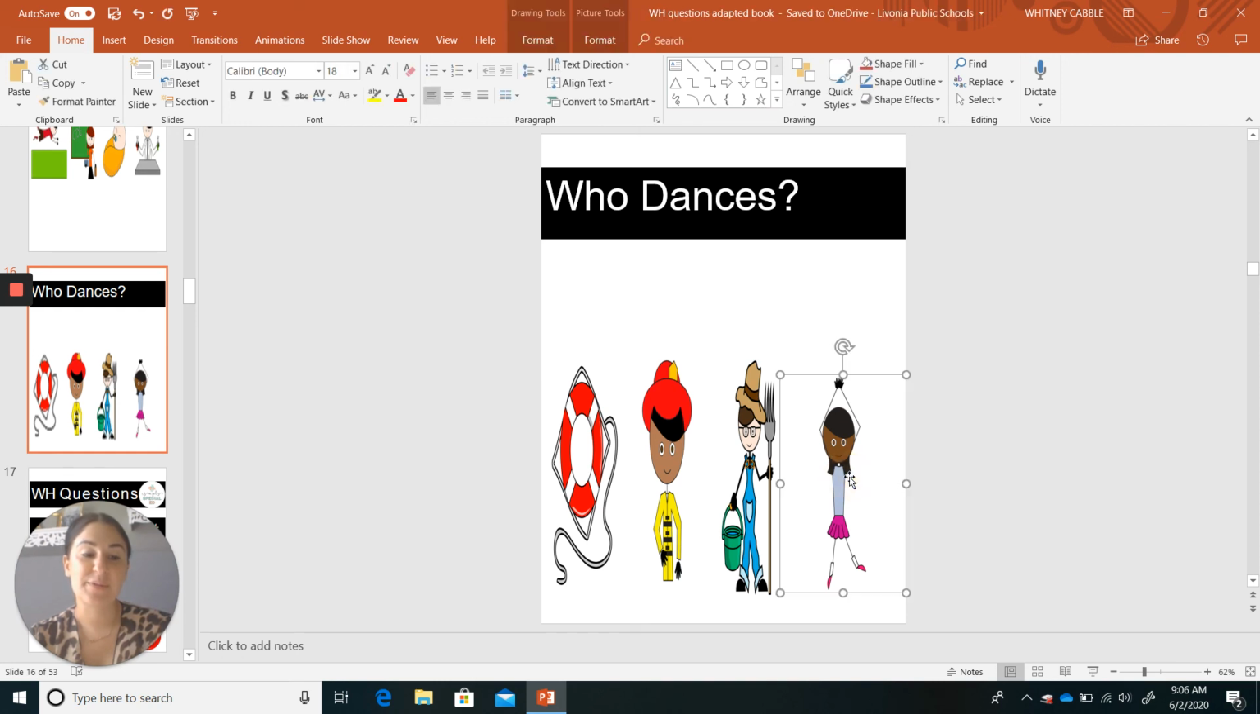If you pointed to the ballerina, you're right. Ballerina dances. She dances ballet.